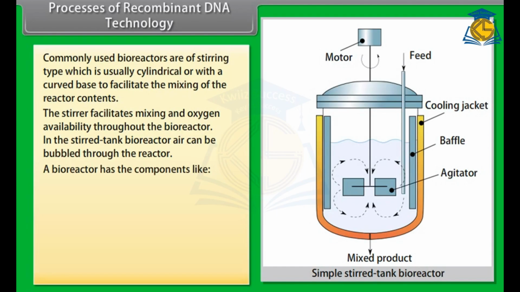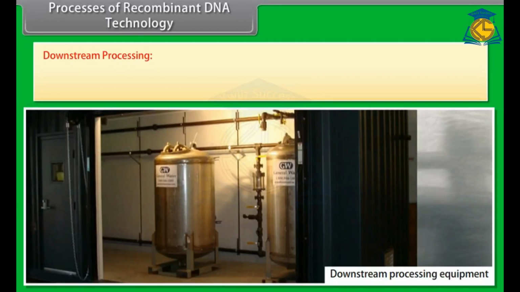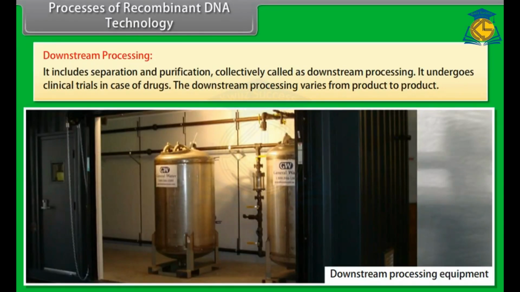A bioreactor has components like an agitator system, an oxygen delivery system, foam control system, temperature control system, pH control system, and sampling ports. Processes of recombinant DNA technology. Downstream processing. It includes separation and purification, collectively called downstream processing. It undergoes clinical trials in case of drugs. The downstream processing varies from product to product.